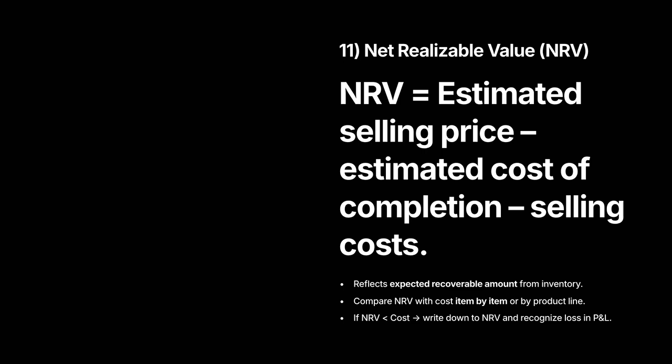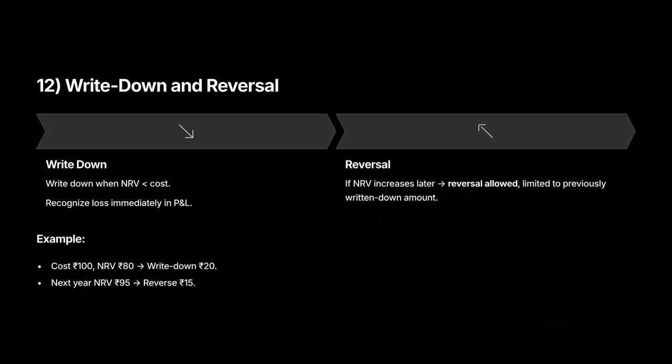Compare NRV with cost on an item-by-item basis, or by product line when appropriate. If NRV is less than cost, write the inventory down to NRV and recognize the loss in profit or loss. Write down and reversal. If you wrote down inventory because NRV is less than cost, you must recognize the loss immediately. Should NRV recover later, you are allowed to reverse the write-down, but only up to the original written-down amount.